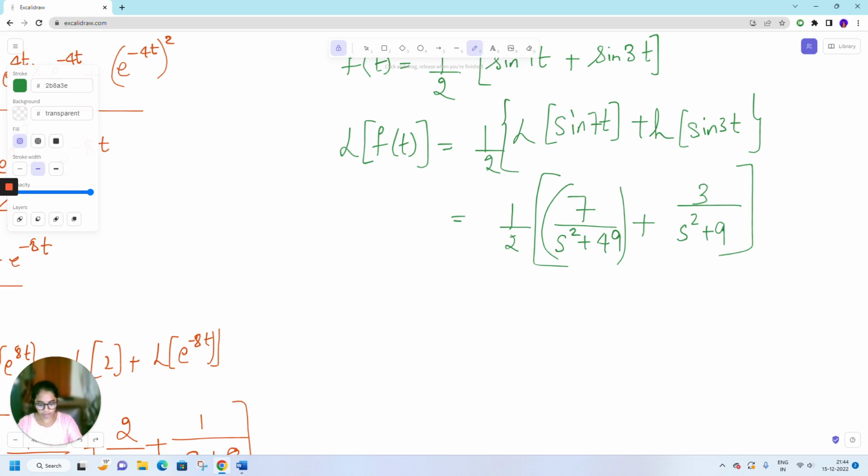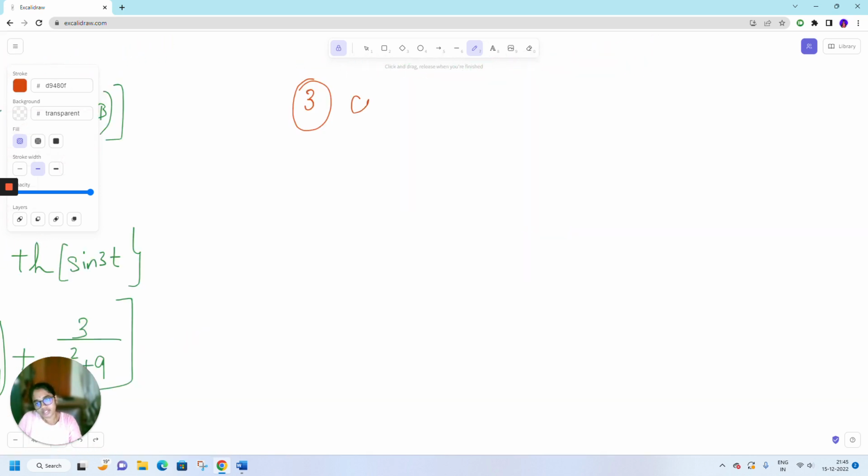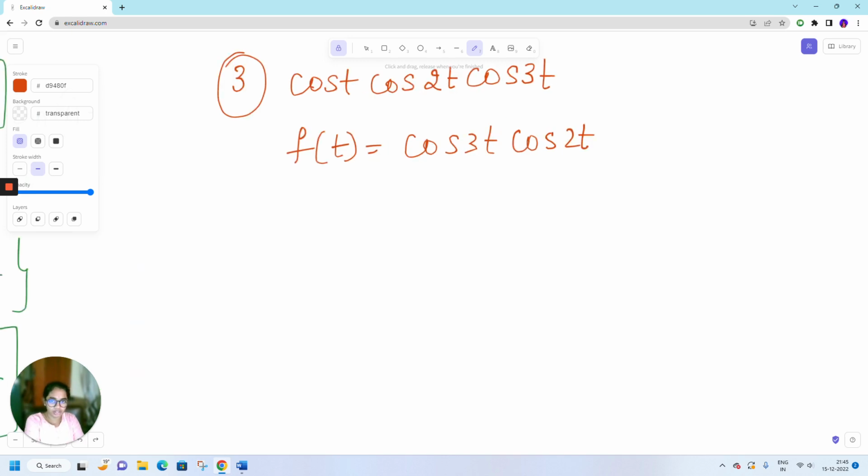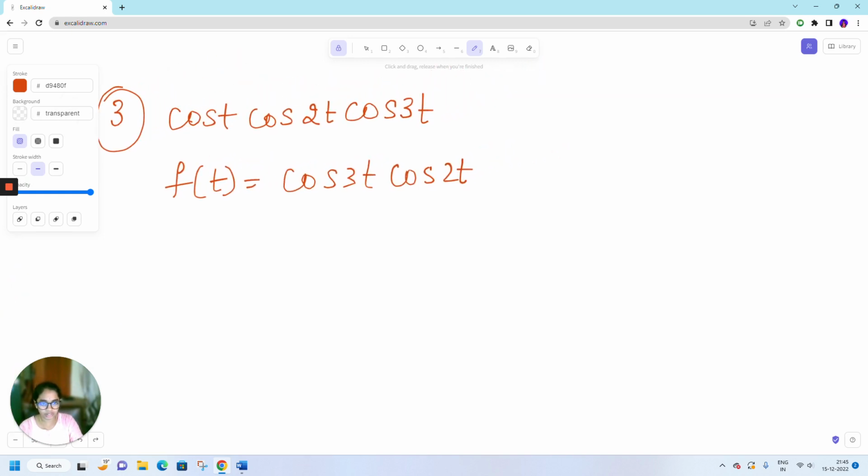Moving on, let me take another problem. That is cos t, cos 2t, and then cos 3t. Okay, so first what you do, I'll replace this. I'll write it as f of t is equal to cos 3t, cos 2t, and cos t. Why? I'll tell you why.